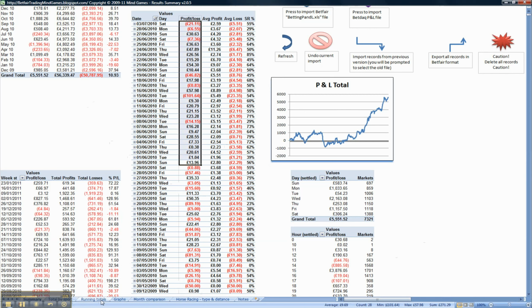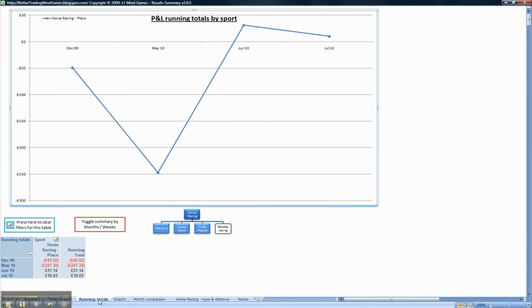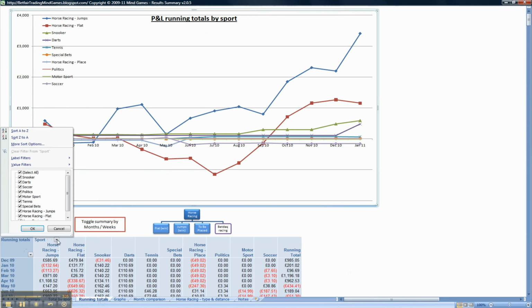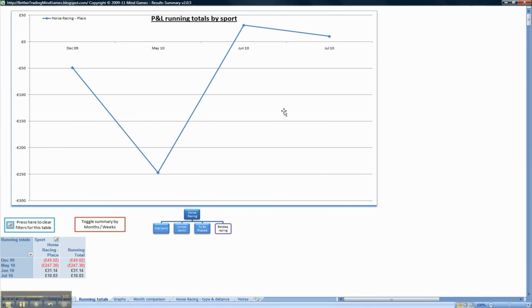So if you go to running totals, here's one I made earlier, as they say. Actually, I'll do that again. I'll clear that out. So that's how it would start off. So all you need to do is come to the arrow icon next to sport, and it's the same kind of thing. Deselect the select all tick box, select the one you want, which is place market, and then you're only going to see the place market data.